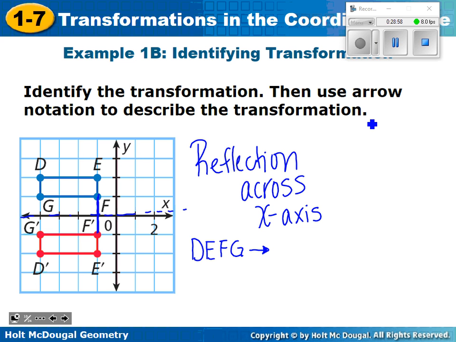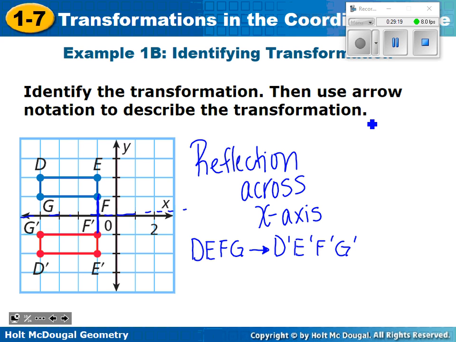Be careful, your letters have to match up. So where is D going to land? On D prime, right? So when you write this arrow notation, you're telling me where the points match up. So it should be D prime, E prime, F prime, G prime. Does that make sense? Okay.